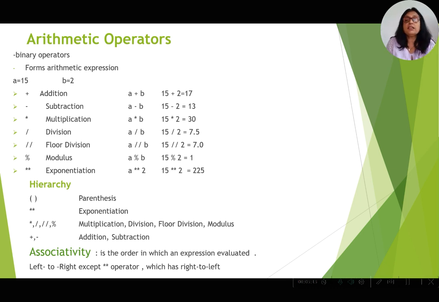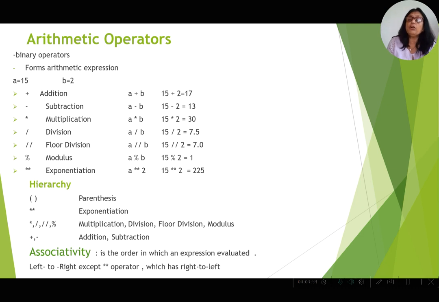Okay, so plus is addition, minus is subtraction, asterisk is multiplication, then slash is division, double slash is floor division where we truncate the fractional value, percentage sign is the modulus which will return the remainder, then 2 asterisks, that is the exponentiation. Okay, in this case we have to check the hierarchy. So what is the hierarchy? Which operator will perform first? Okay, the highest in arithmetic is the parenthesis.